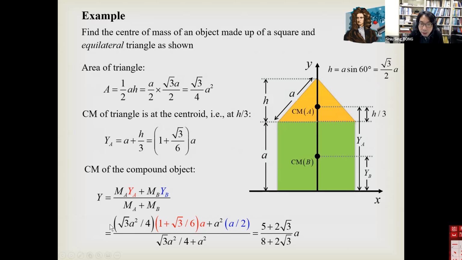Now notice that there's a density here, but the density doesn't matter. Eventually, if I put the density sigma here, the density in the numerator will cancel with the density in the denominator. Okay, so the actual density doesn't matter. Okay, and after doing some calculation, I find that Y is given by this. This is my answer. I think you can do it. Try to do it at home. Okay.